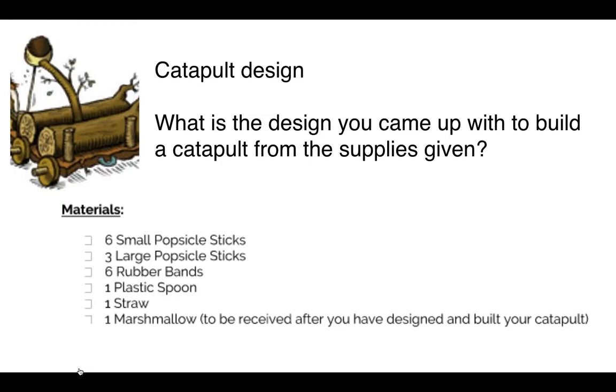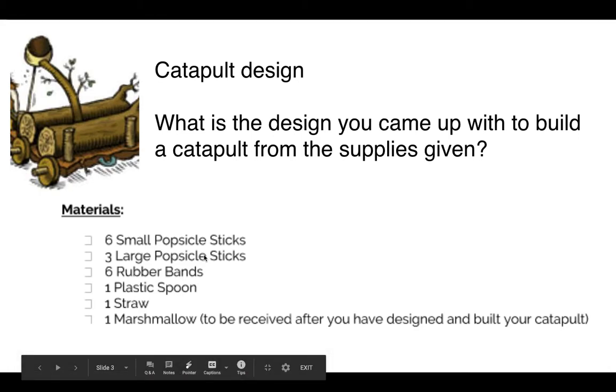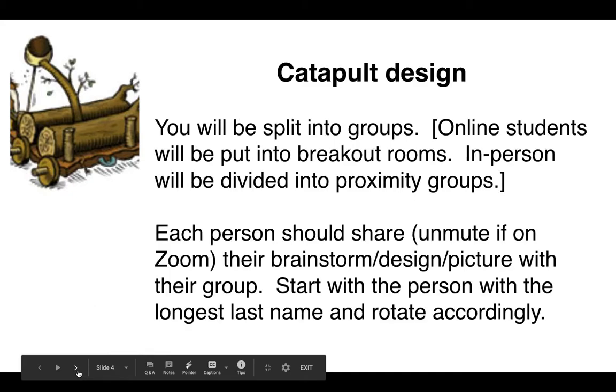So hopefully you have your supplies. If you don't have your supplies, I'll still be putting you in groups so you can help the groups figure out how you can use these supplies to build a catapult. So when you have the materials, it includes, and hopefully I counted them out right for each bag, we have 6 small popsicle sticks, 3 large popsicle sticks, 6 rubber bands, a plastic spoon, a straw, and a marshmallow. It says to be received after you have designed and built your catapult, but they're already in the bag. They're probably stale. All right.